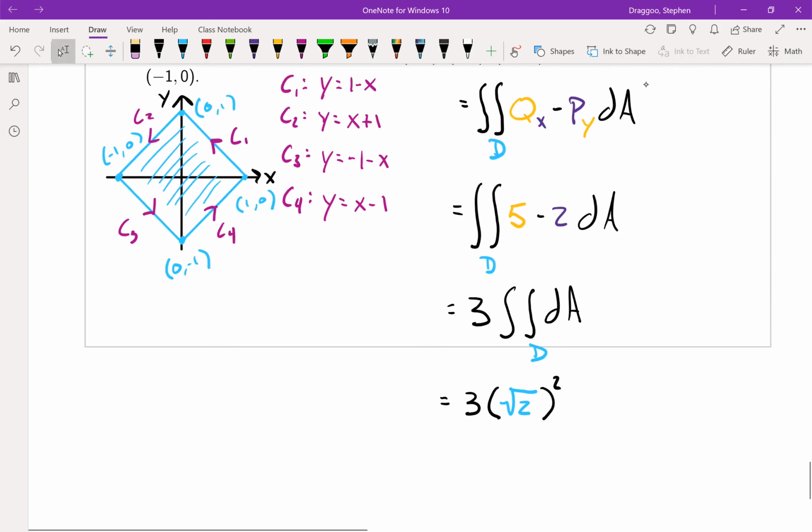Miracles. Anyway, enough of my rambling. That looks like 3 times 2. So overall, that line integral has a value of 6. And we used Green's theorem to get there.